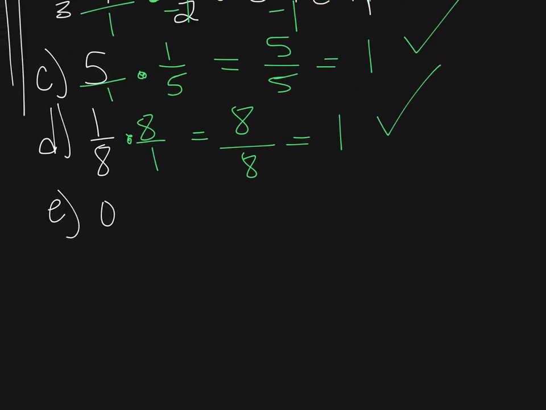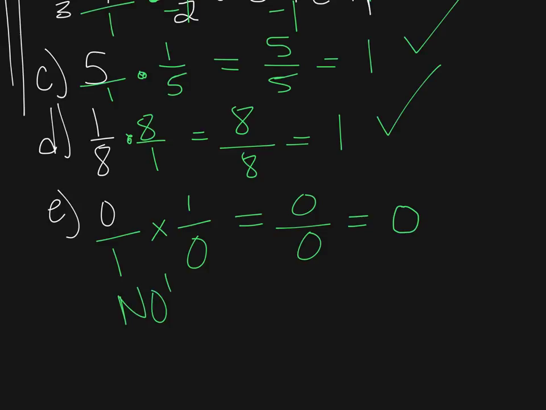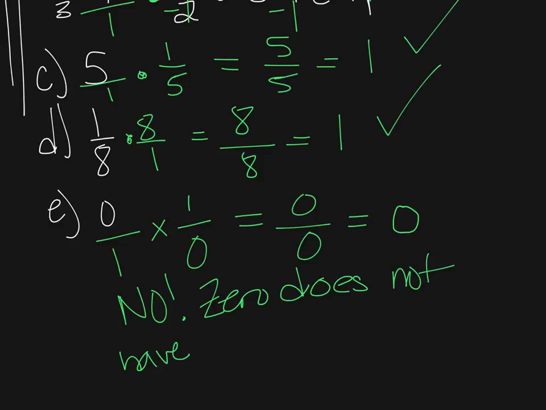Now the last one, 0. Let's see. 0 can have a 1 under it. So multiply it by 1 over 0. 0 times 1 is 0. 1 times 0 is 0. And that's 0. So does 0 have a reciprocal? No. 0 does not have a reciprocal. That's going to be a digits question.